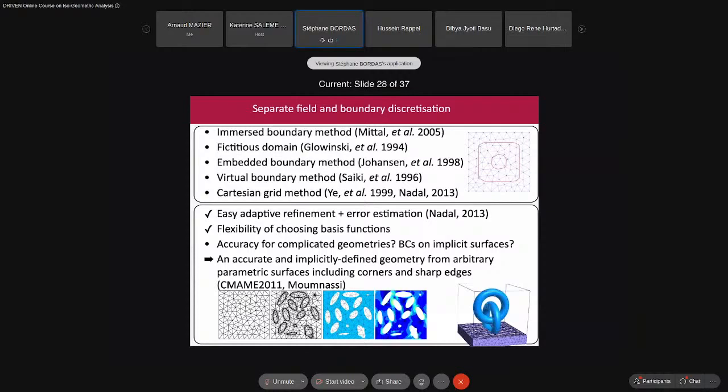So now let's see how this can actually be done practically. One of the early papers, by Belytschko, was called structured XFEM. Some later papers are by Éric Béchet and Nicolas Moës, and other colleagues from École Centrale de Nantes. And later, we published a paper in CMAME with Moumnassi in 2011, already 10 years ago.